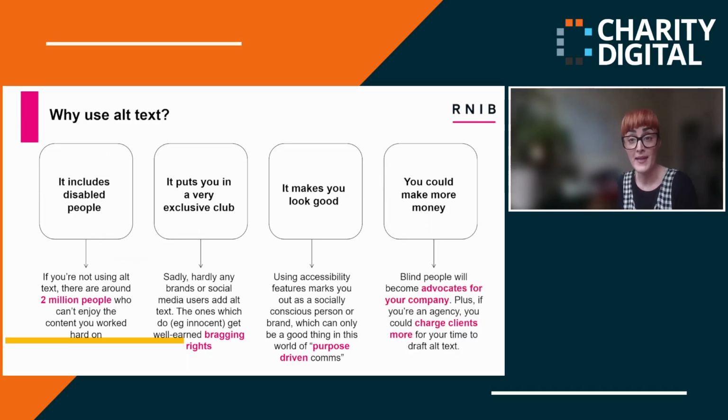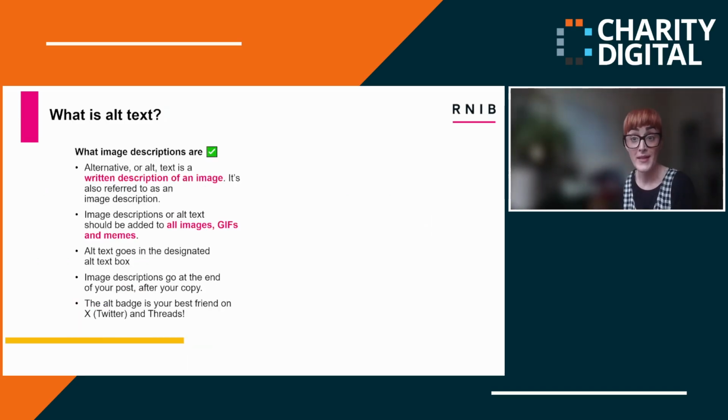And you could make more money, and this is quite a crude way of looking at it, but it's true. Blind people will become advocates for your company. Plus, if you're an agency or a brand, you could charge clients more for your time to draft alt text. So it's also something you could ask your agencies to be doing for you as well. But what is alt text? So I'm going to go through what image descriptions are and what they are not, because there's sometimes a bit of confusion around that. So what are they?